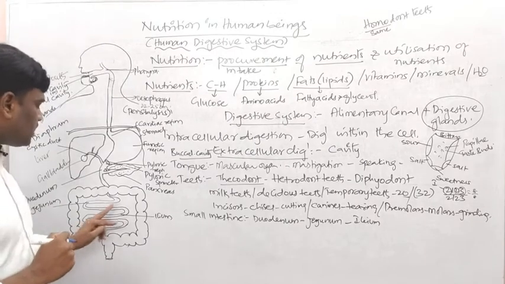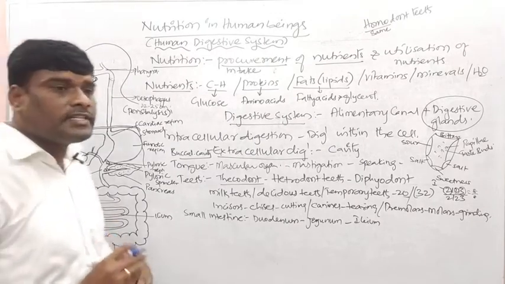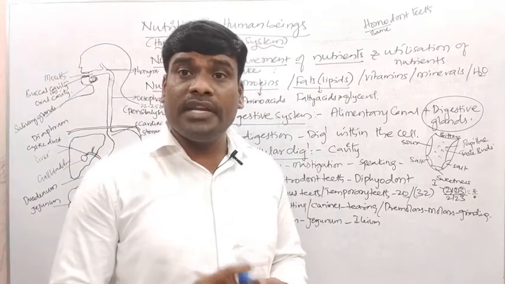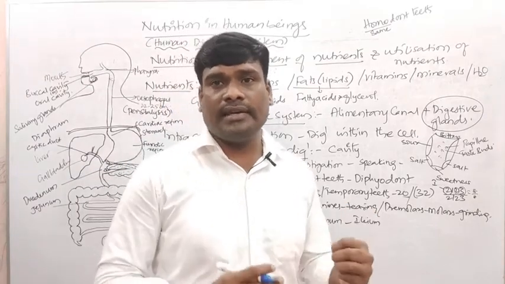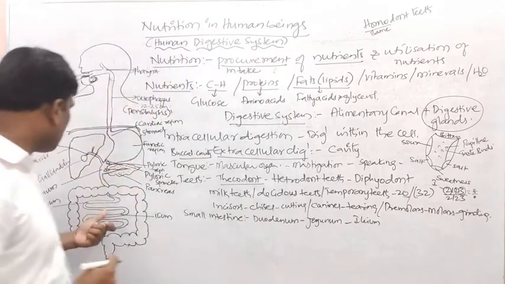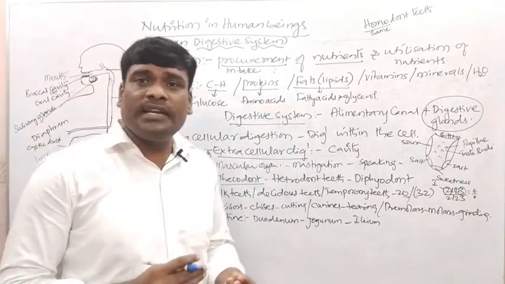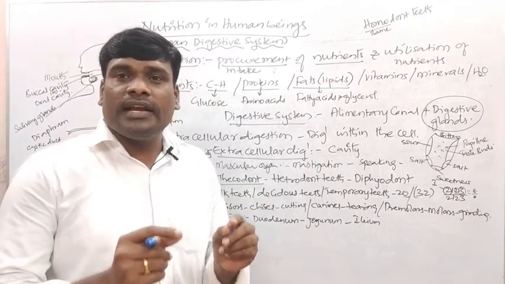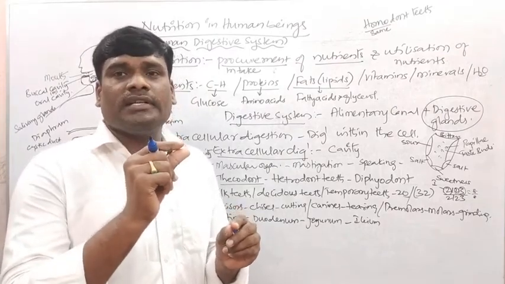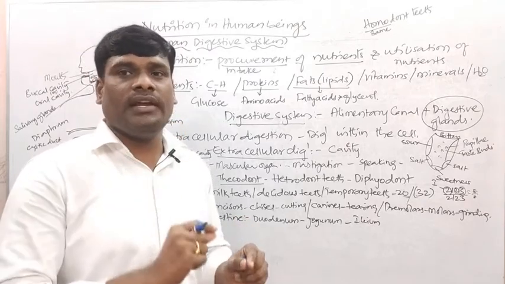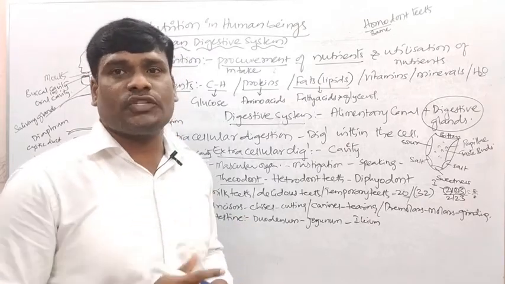So this is the small intestine. It is very long, children, about 6.5 meters in length. Small intestine doesn't mean that it is very small. It is the lumen of the intestine that is very small. The diameter of this one is very small. That's why it is called the small intestine.